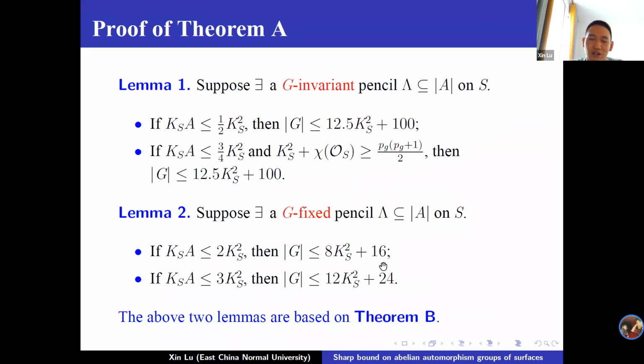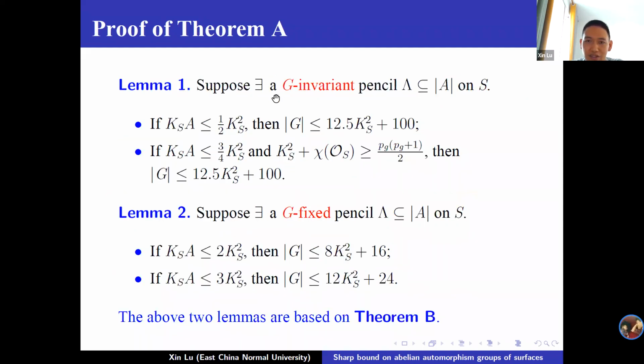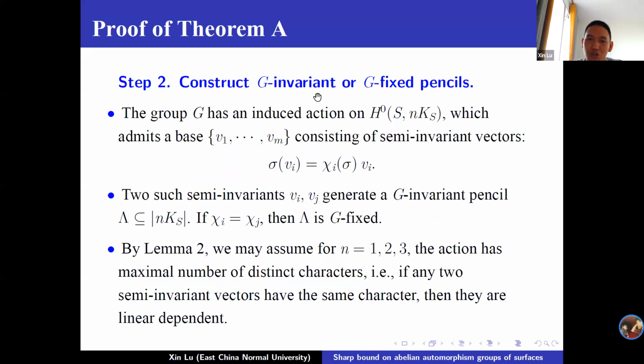Okay, these two lemmas are based on Theorem B. And the second step in proving the Foster theorem is how to construct such a G-invariant or G-fixed pencil. If we have such a G-invariant pencil or G-fixed pencil, then we can use our Theorem B to get the required upper bound. But how do we construct such a G-invariant or G-fixed pencil?